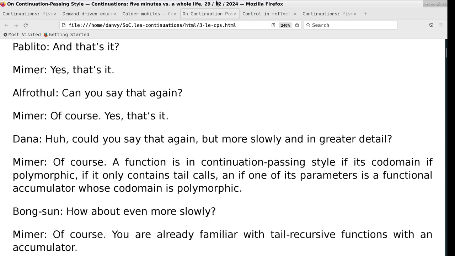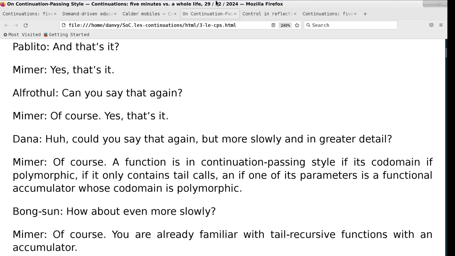Of course. A function is in continuation passing style if its codomain is polymorphic, if it only contains tail calls, and if one of its parameters is a functional accumulator whose call domain is polymorphic. How about even more slowly?